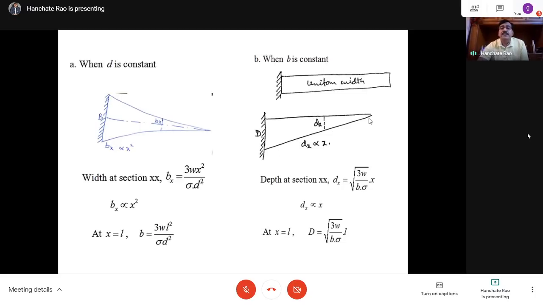So for a cantilever subjected to a uniformly distributed load, if you want to design a beam of uniform strength, if you keep the width the same and vary the depth, the variation of depth is linear. It is self-explanatory. I have already explained for the previous case. The same way we can find out breadth and depth at x is equal to 0 and x is equal to L for this problem also.